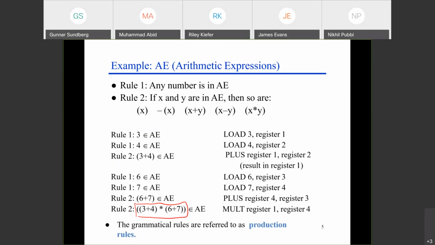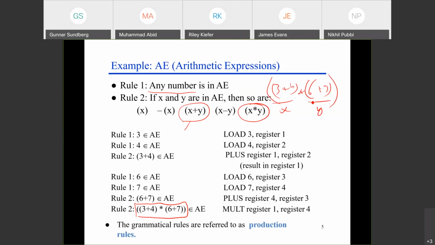So we pick 3 and we are saying this is a member of arithmetic expression by rule 1, because it says any number is in AE. Then we pick 4, and then we pick 3 plus 4 with the parentheses by rule 2. Then we pick 6 and 7 by rule 1, and then 6 plus 7 again by rule 2. Now we have two things, 3 plus 4 and 6 plus 7, and we consider this as x, this as y, and we pick this rule. So now you see that by this you can prove that this is an arithmetic expression.